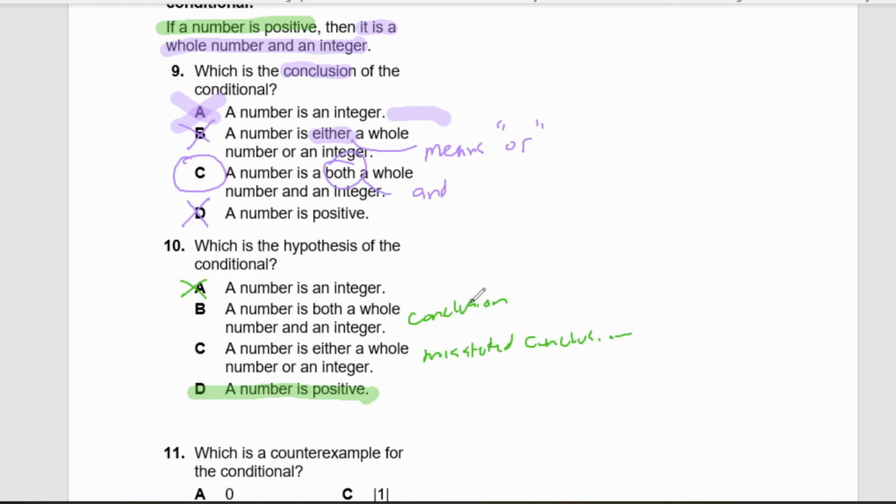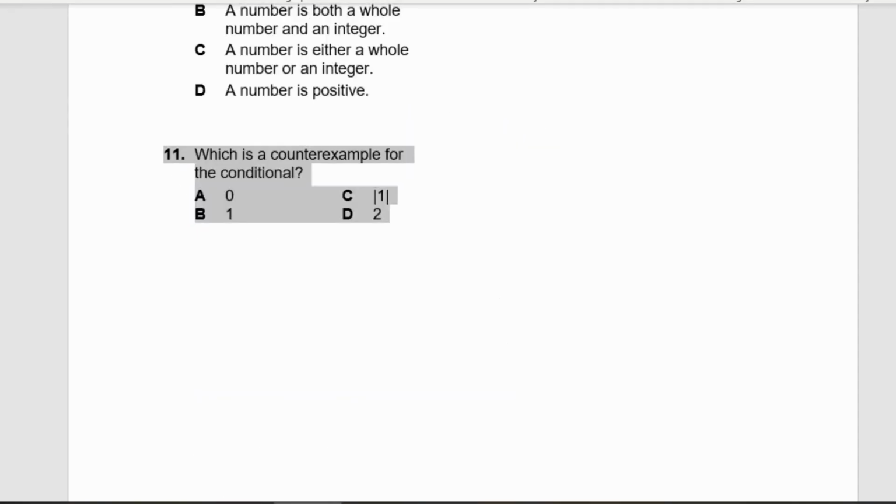So then the answer is, in fact, for sure, option D, a number is positive. Number 11 will not be on any form of the test. We have better ways to assess your understanding of these. This one's a bit complicated, so I will let you know this will not be on the test in this video.